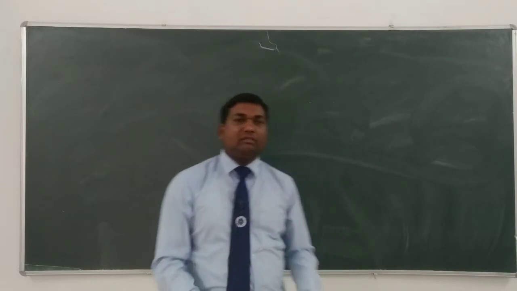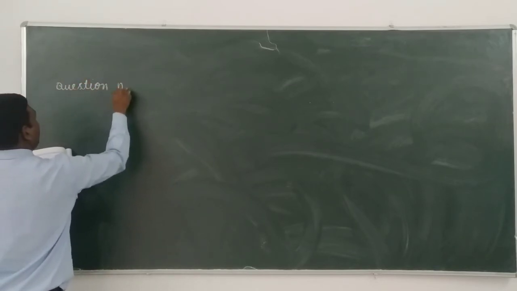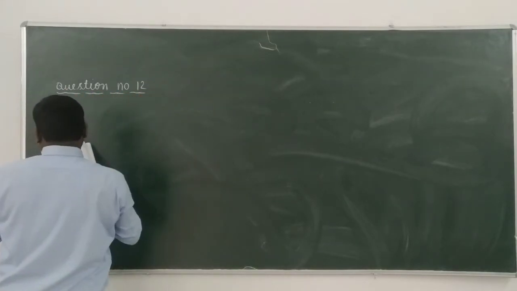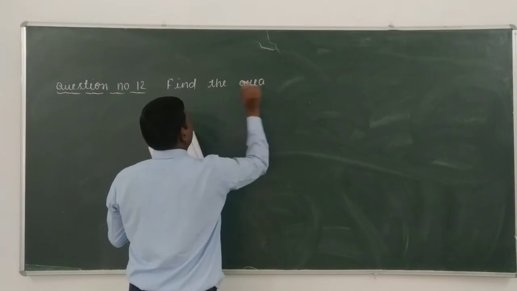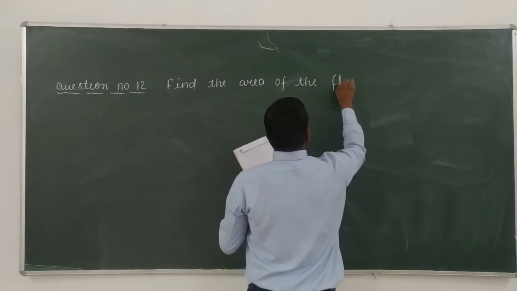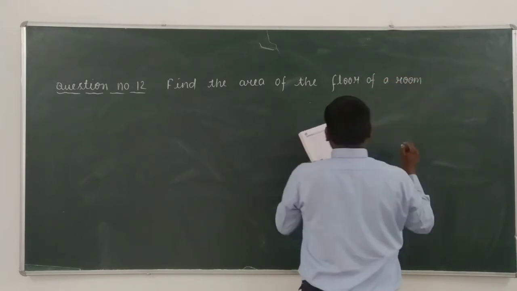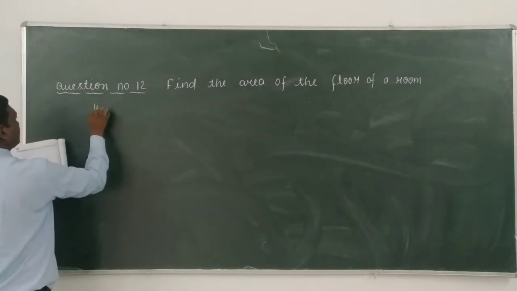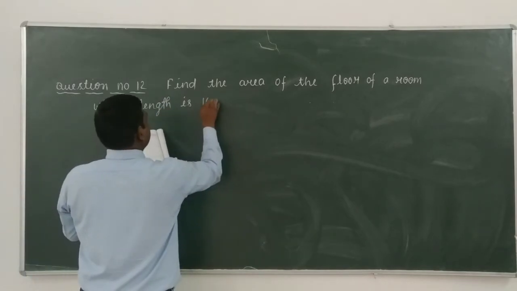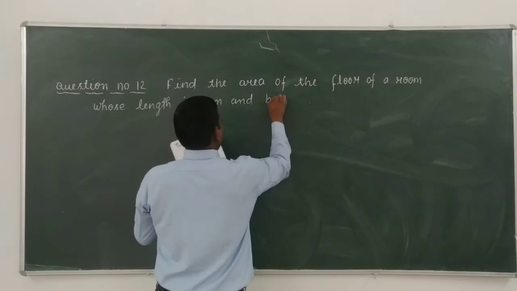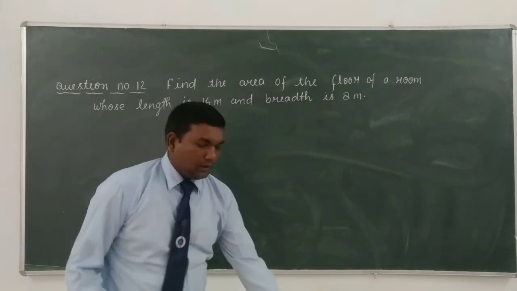Okay dear students, now let's start question number 12. Find the area of the floor of a room whose length is 16 meter and breadth is 8 meter. Okay dear students, look at here carefully.